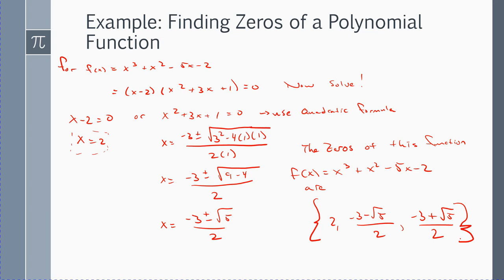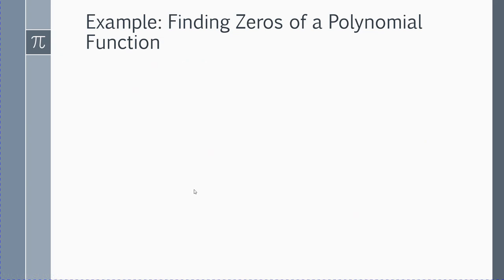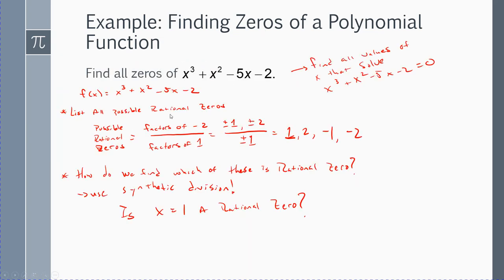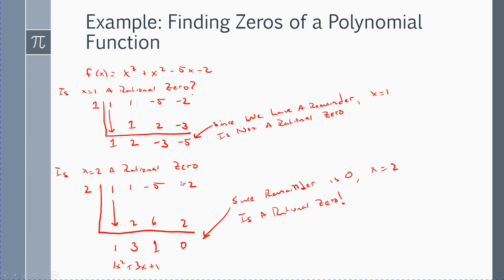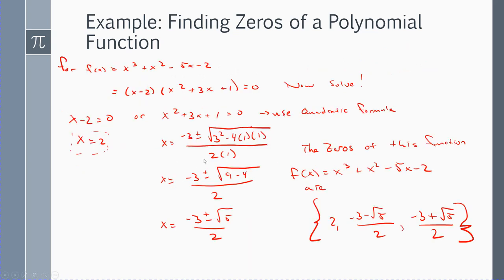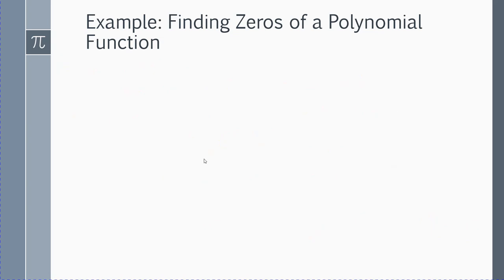All right, I know, it's like, whoo, there was a lot going on in that problem. So let me do another one here so you can see the process again and have it make sense. We're going to go through the same process in this next example. We're going to list the possible rational zeros, use synthetic division, and then solve the resulting equation after we use synthetic division. All right, so here will be the problem.